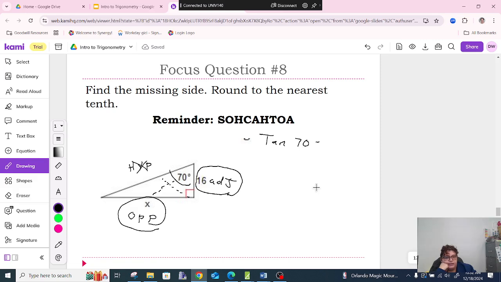So it'd be tangent 70 is equal to x over 16. I'm going to place this over 1 and cross multiply. So when I cross multiply, you get 16 times tangent 70 is equal to x. Go ahead and do that on your calculator right now. Put 16 tangent 70. It's going to be 44? Yes, you would round that to 44.